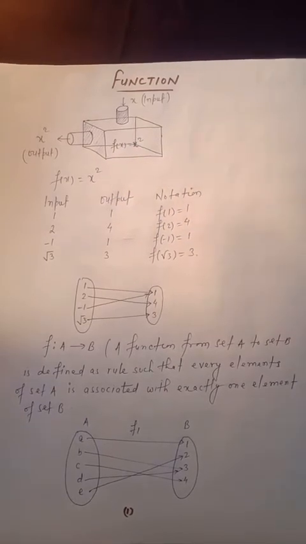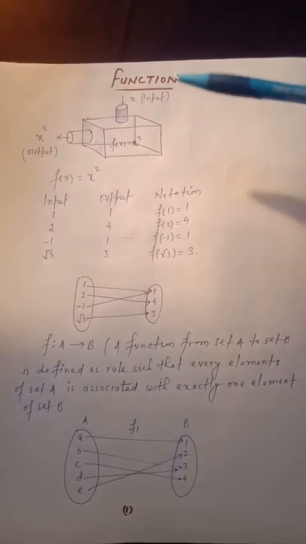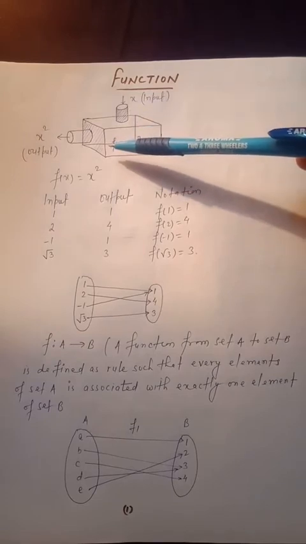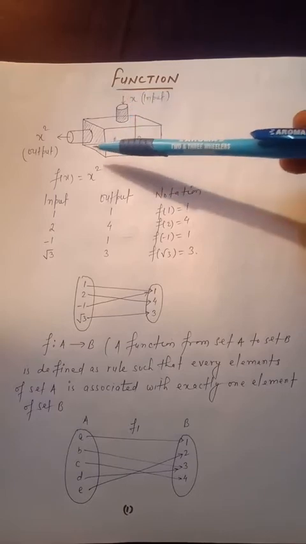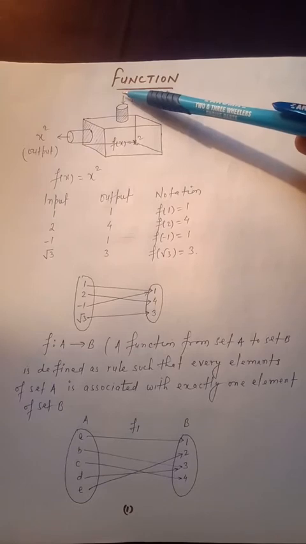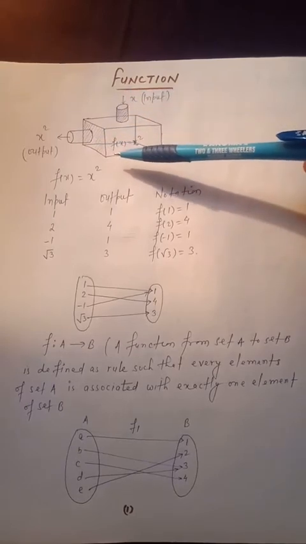This mechanism may be different also. Maybe if you are giving some input, you may get output in the form of twice. Like if we are introducing x, we will get 2x. If we are introducing 5, we will get 10. If we are introducing minus 5, we will get minus 10. Everything depends on the mechanism.